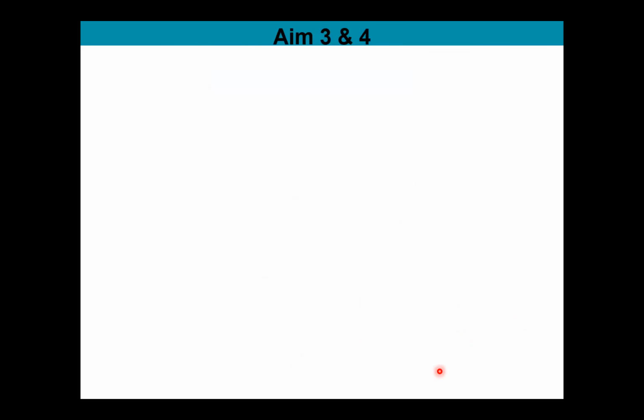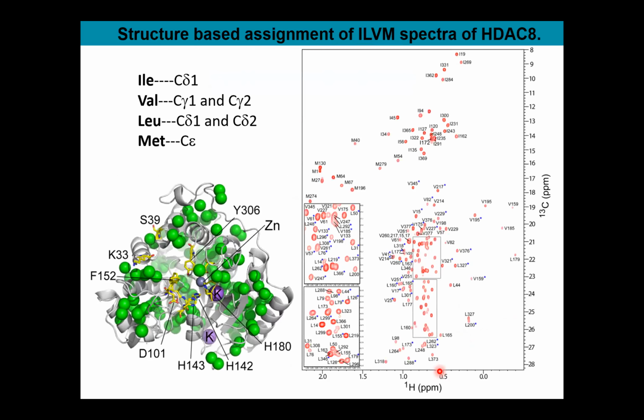And for that, the first thing I did was the structure-based assignment of the ILVM spectrum of HDAC8. This is the methyl TROSY spectrum of HDAC8, where the peaks correspond to isoleucine C delta 1, valine C gamma 1, C gamma 2, leucine C delta 1, C delta 2, and methionine C epsilon.